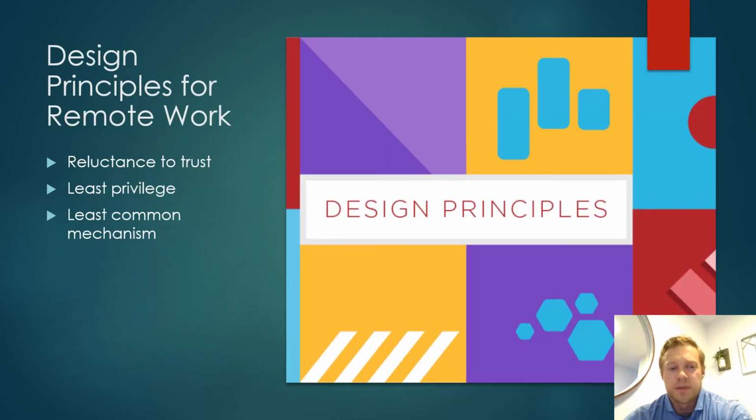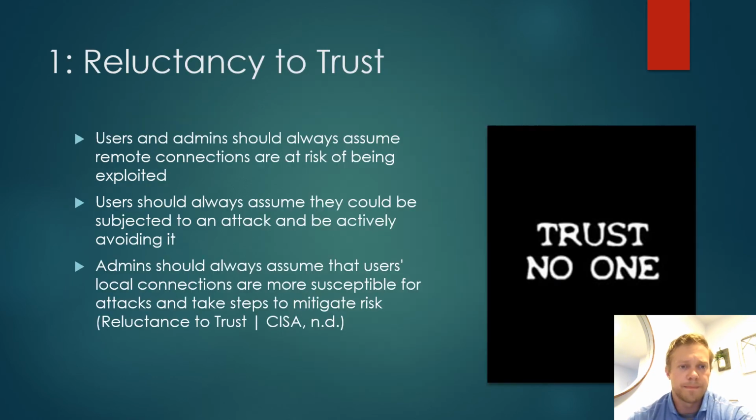So what are some design principles that I think are important for remote work? Reluctancy to trust, least privilege, and least common mechanism. Let's talk about those a little more. Reluctancy to trust. Users and admins should always assume that remote connections are at risk of being exploited. Always. Users should always assume that they could be subjected to an attack and actively avoid it. What are you doing to prevent this from happening, assuming it's going to? Admins should always assume that users' local connections are more susceptible to attacks and take steps to mitigate the risk. So don't trust the circumstances people are in. Make sure you are actively seeking ways to make things more secure.